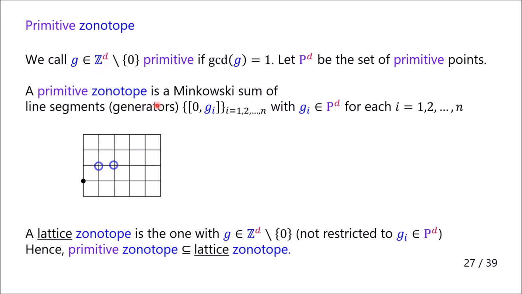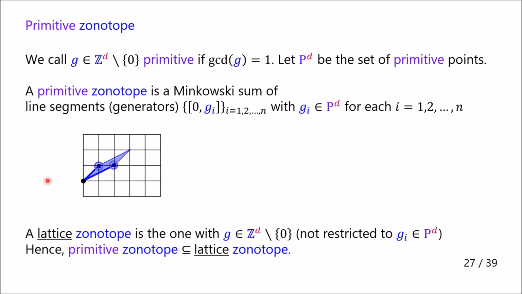And the primitive zonotope is a Minkowski sum of line segments called the generators, given like this, where g_i is a primitive point. So here's an example. Let this point be an origin, and these two points are then primitive, (1, 1) and (2, 1). Okay, and so using these, we can construct a primitive zonotope like this.